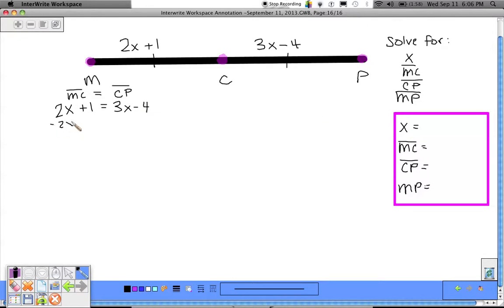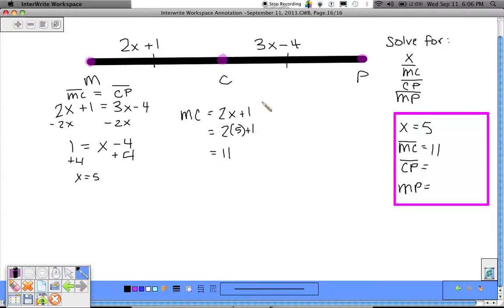So we might subtract 2x from each side. So we'd have 1 equals x minus 4. Add 4 to both sides. So x is 5. Okay, and now we do it exactly like we did with the segment addition postulate, where we plug in our information. So MC is equal to 2x plus 1, which is equal to 2 times 5 plus 1, which is 11.